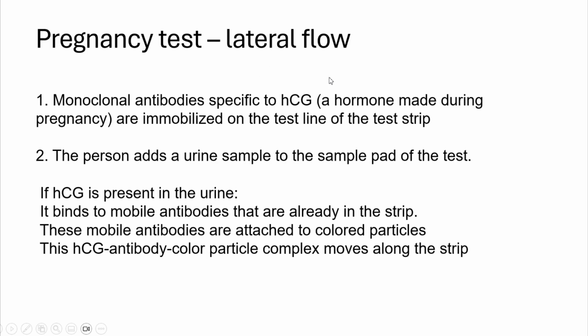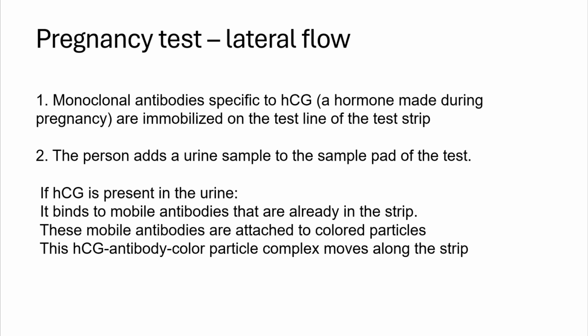Pregnancy test, a lateral flow. Monoclonal antibodies specific to HCG, a hormone made during pregnancy, are immobilized on the test line of the strip. So this is like a corona test, lateral flow. The reason it's called lateral flow is because it's moving laterally. So the monoclonal antibodies are specific to the HCG hormone, the hormone that you make during pregnancy. They're immobilized on the test line, just stuck there at the bottom of the strip.